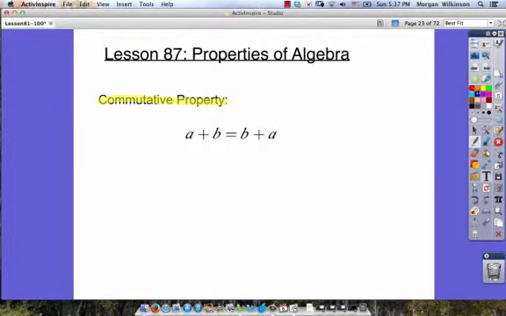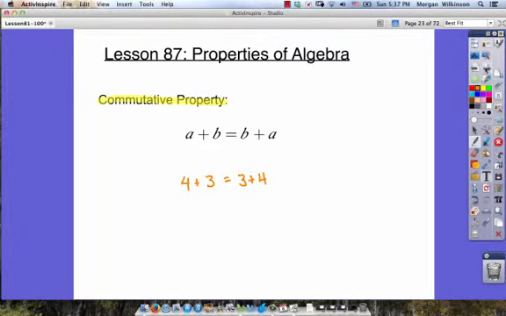Now, we know that's true. We know that if we had 4 plus 3, that could also be written as 3 plus 4. So all the commutative property is saying is that the order of addition doesn't matter. And that's an important property to keep in mind as we solve different problems. Make sure you pause the video now to get this written down if you don't have it already.